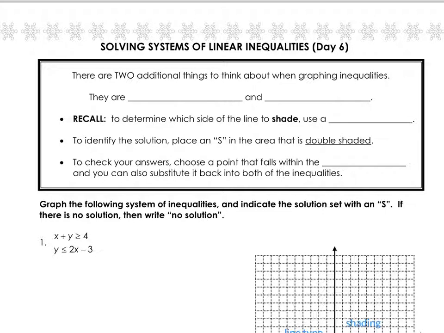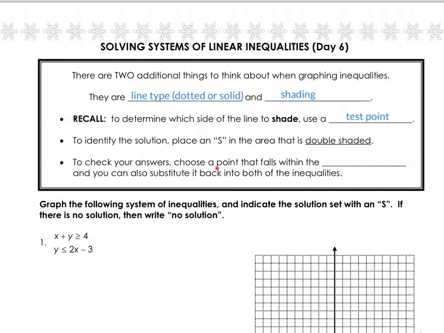So there are two additional things to think about when graphing inequalities, and this is a recall. They are line type and shading. Remember that our line types can either be dotted or solid depending on the inequality. And to determine which side of the line to shade, we use a test point. To identify the solution, we always place an S in the area that is double shaded. And then we check our answers if you want to.